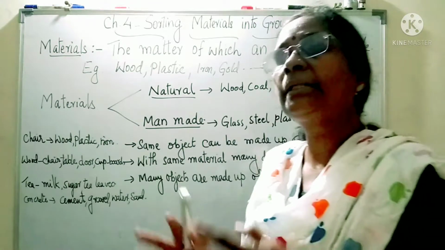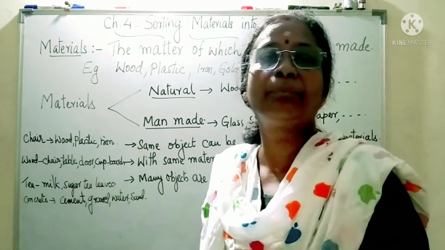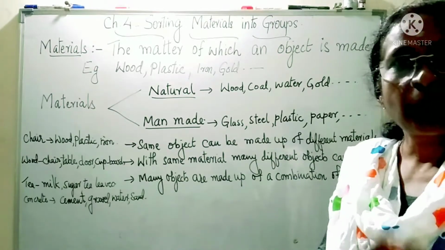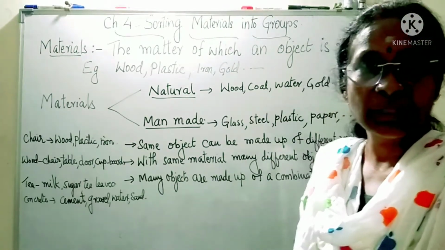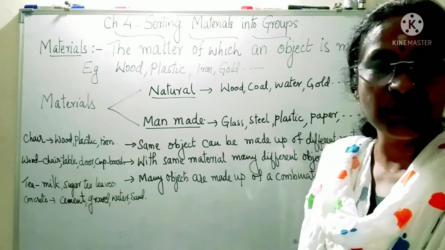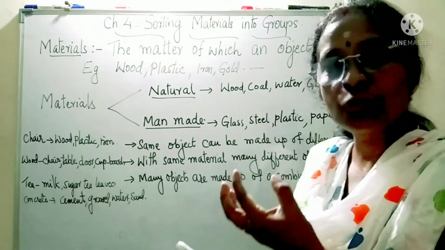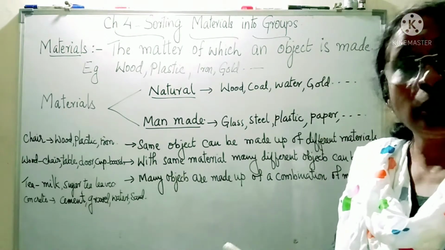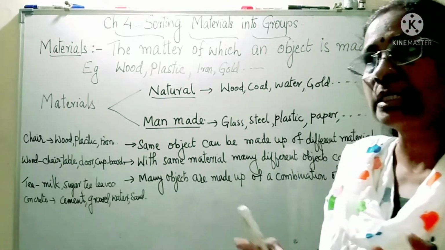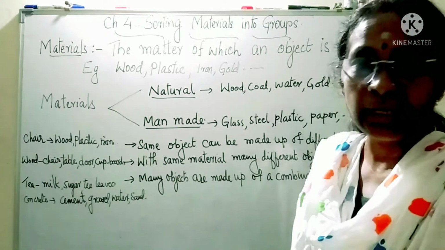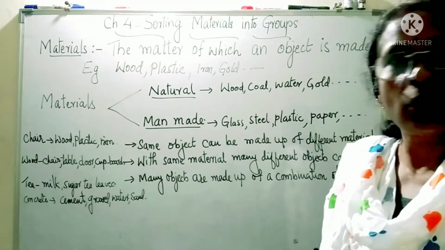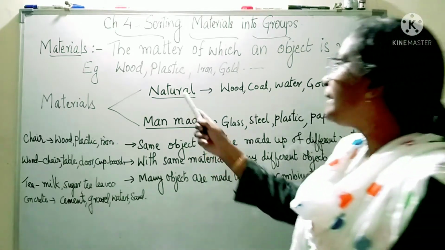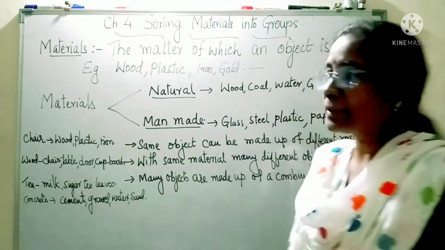Natural materials are the materials which we get directly from nature. Like wood we get from nature, water we get from nature, air we get from nature, and soil is available in nature. Coal we get from nature. Most of the metals we get from nature. Gold, silver, we get directly in the pure form from nature. So they are called natural materials.